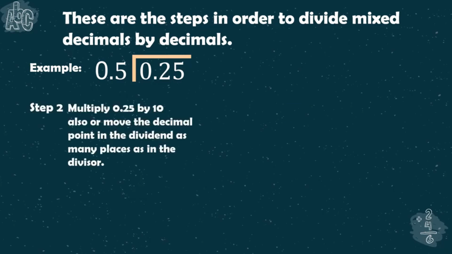Then we need to also multiply 0.25, our dividend, by 10, or move the decimal point as many places as in the divisor. So if we move the decimal point in the divisor once, therefore we also need to move the decimal point in the dividend once. But if we move the decimal point twice in the divisor, therefore we should move the decimal point in the dividend twice also.